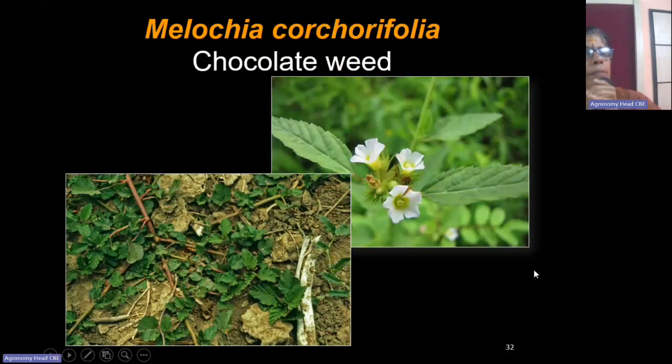And this is chocolate weed. You might be familiar with the Melochia. It has some color, that is why it is called chocolate weed, no taste of chocolate. And this is the peculiarity, this is in the rice system.